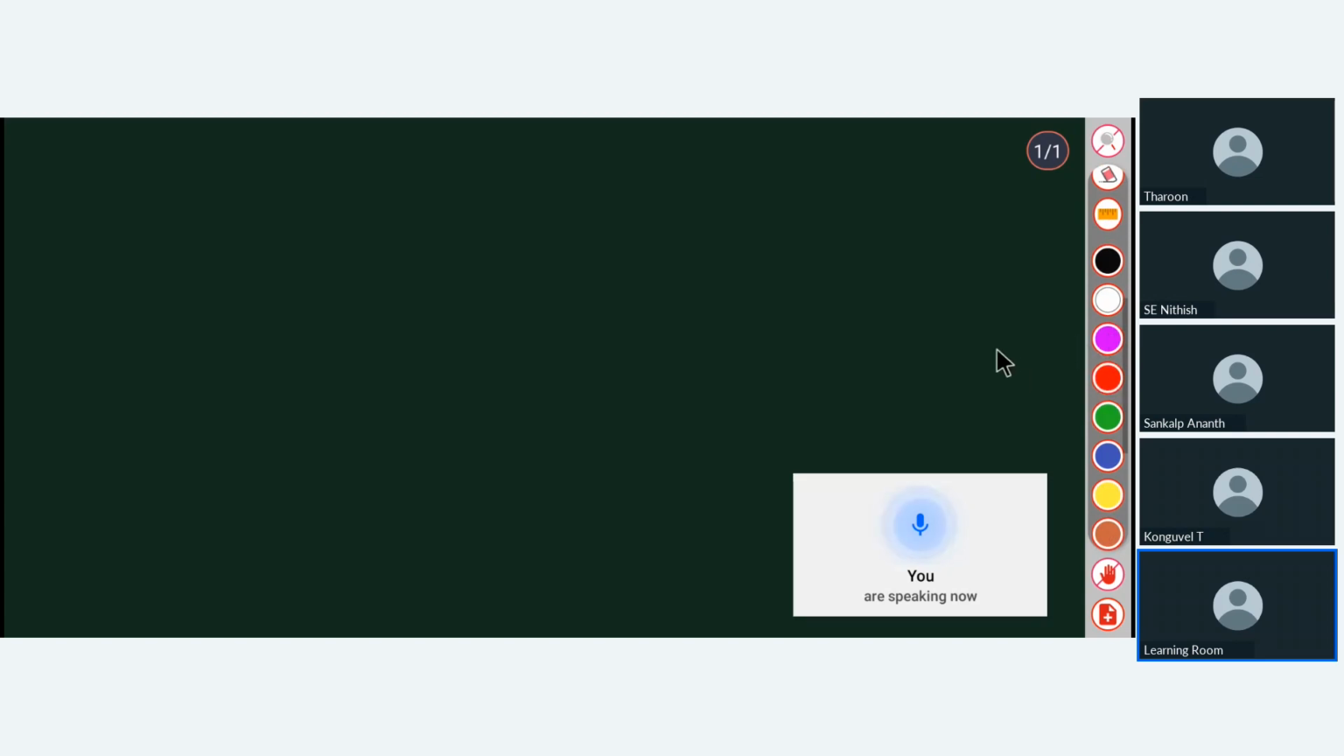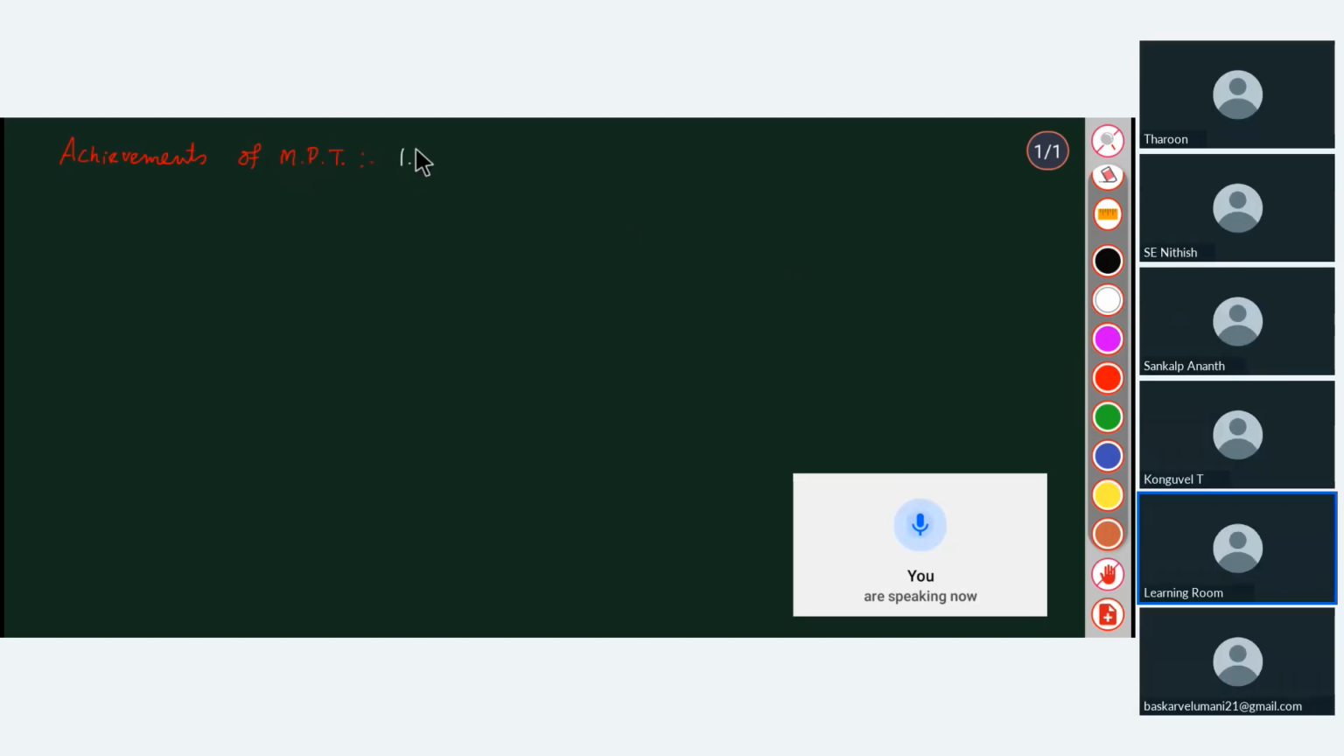So let me write here. We will first see the various achievements. So is it visible? Achievements of Mendeleev's periodic table. So I will write Mendeleev's periodic table as MPT, right? So the first achievement, the first very important contribution of this periodic table, was the systematic study of elements, right? Am I audible? Yes, sir. Okay. So I will write it here.